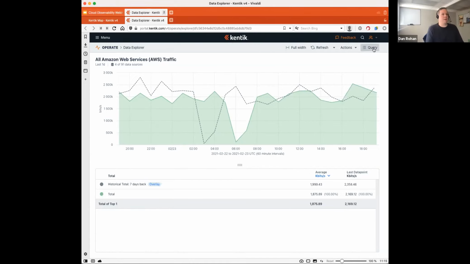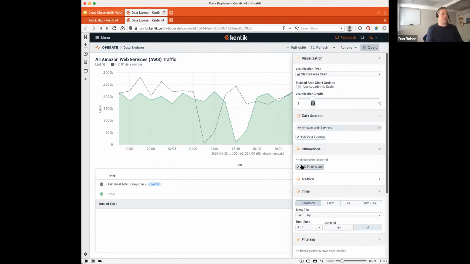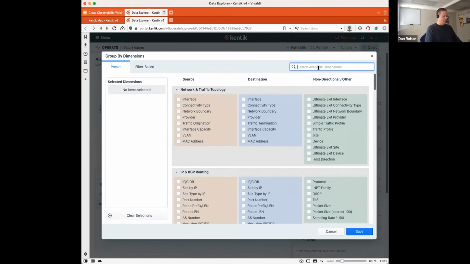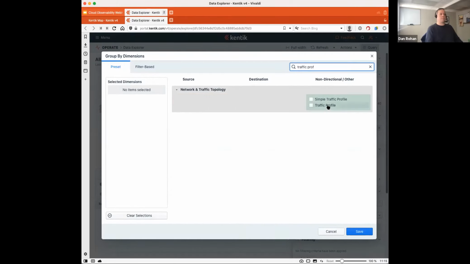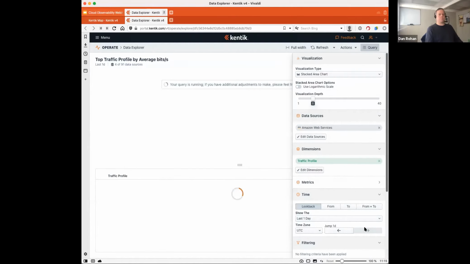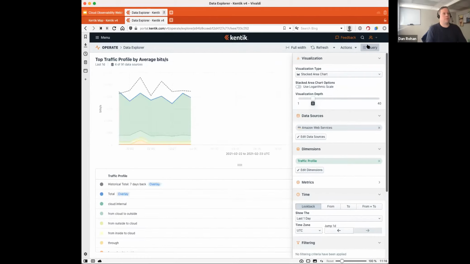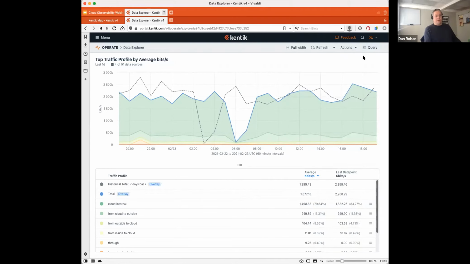All right. And so, when we look into this kind of thing and we want to start to assess the impact, we might want to change the query a little bit. And so I'll change the dimensions that we're showing here, and I'll add in a dimension that we call traffic profile. Okay. And so looking at the graph, we can start to see this story unfold a little bit.